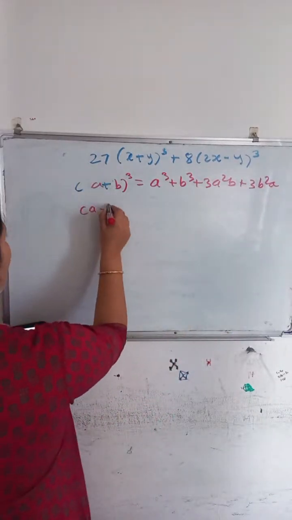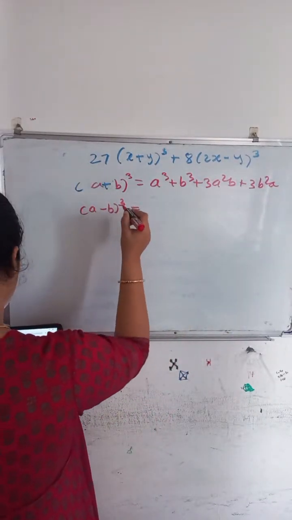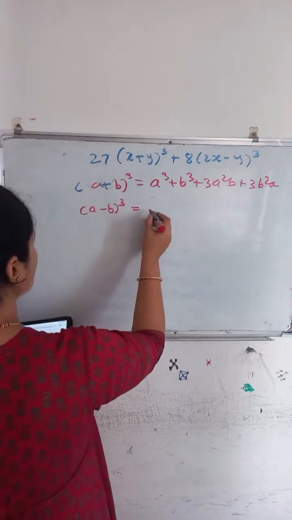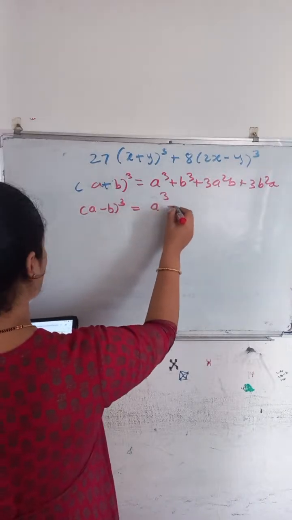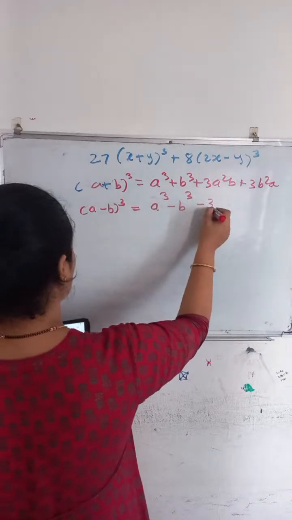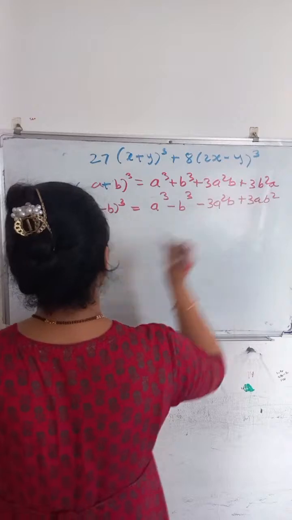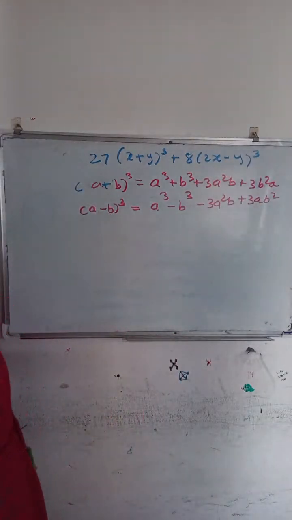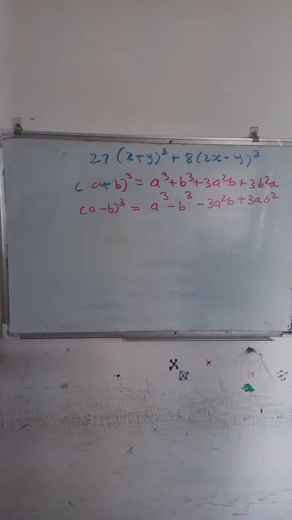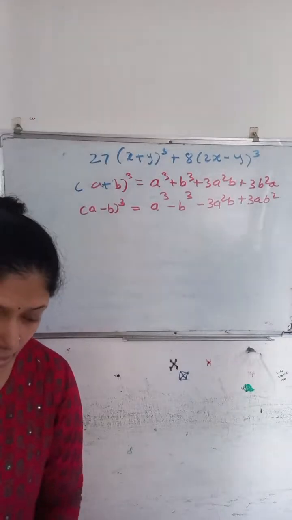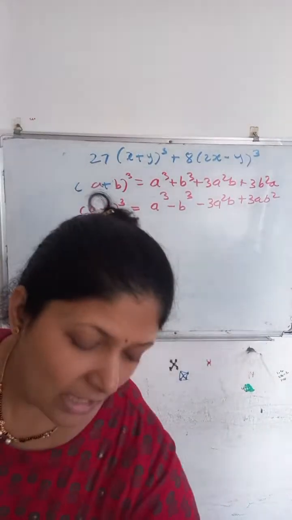Okay, and (a − b)³ is nothing but a³ − b³ − 3a²b + 3ab². Okay, these are the identities we have. So use that identity and substitute. For writing the correct identity, you will get half a mark.